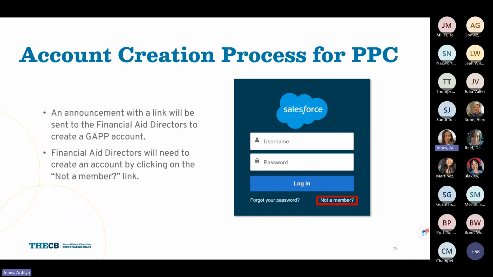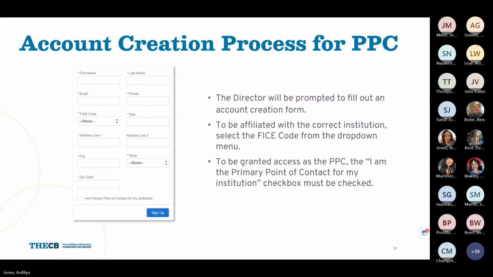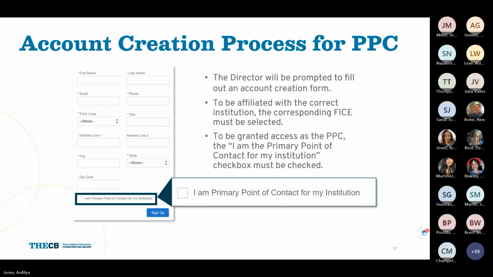Financial aid directors will be sent a link to create an account in the GAP portal. To create an account, directors will click on Not a Member. The director will be prompted to complete the form. Make sure you select the correct FICE code for your institution. And as a PPC, you must check the box, I am the primary point of contact for my institution, then select Sign Up.